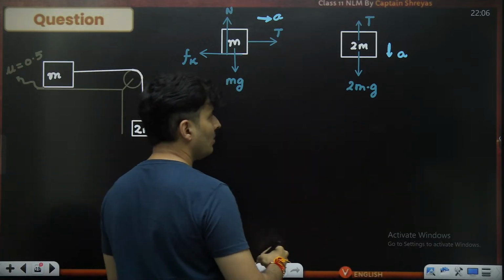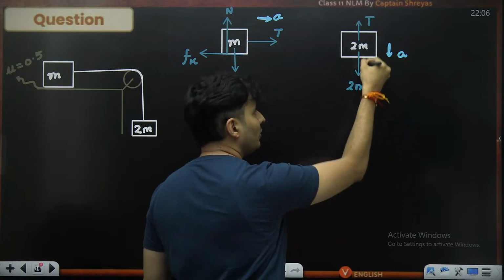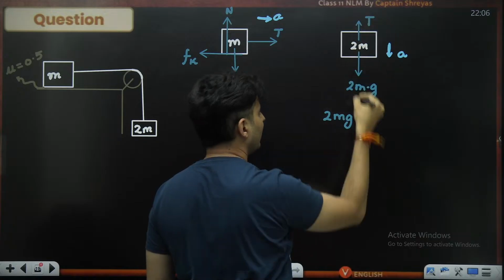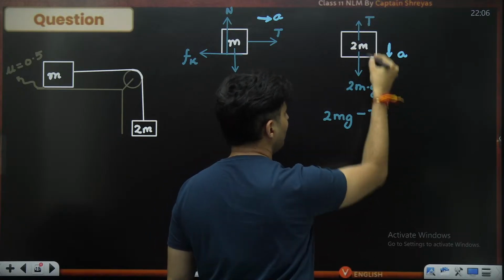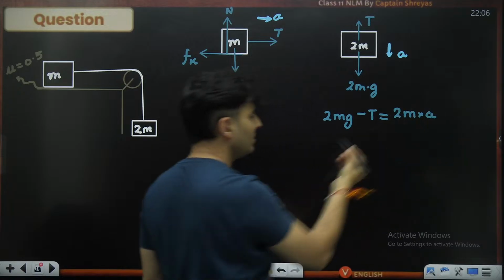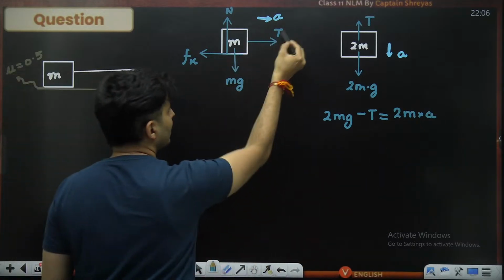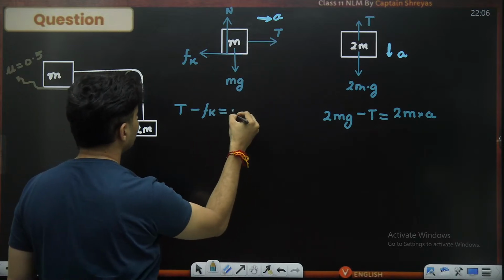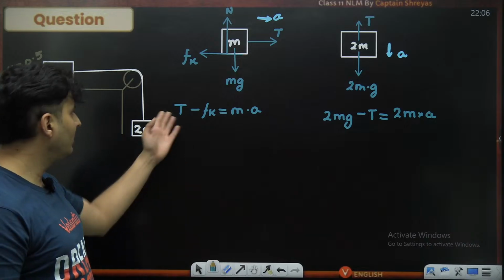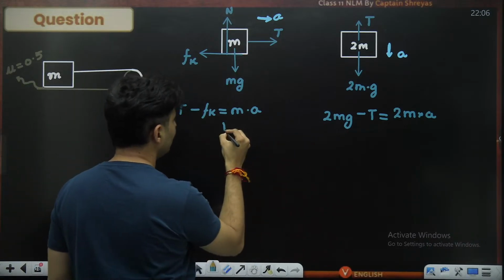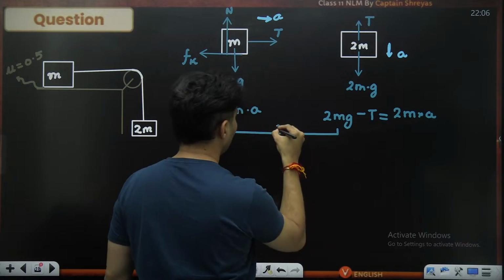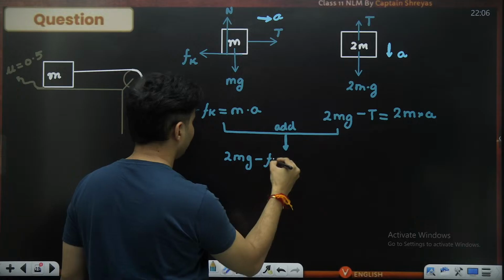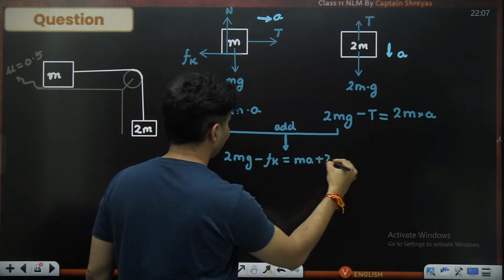Talking about this problem. Acceleration is down, so any force down will be positive like 2 mg, but any force which opposes the acceleration, like the tension, will be negative, equal to the total mass 2m multiplied by a. That's Newton's law, nothing else. Here acceleration and tension are in the same direction, so tension is positive, friction opposes it, so negative, equal to the mass m multiplied by a. Obviously we have to solve it by getting rid of T. So if you add both these equations, T will get cancelled and you will get 2 mg minus fk equals ma plus 2 ma.